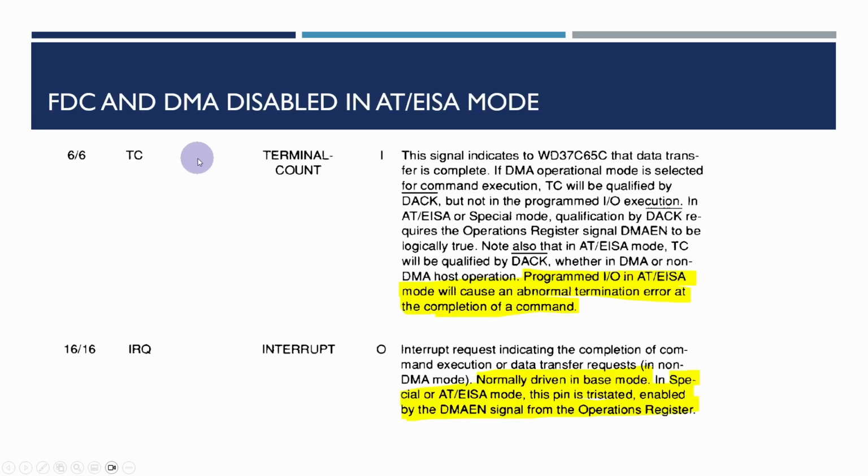Then looking at the floppy disk controller datasheet again, we can see here that terminal count, programmed IO will cause abnormal termination error at the completion of the command when not in DMA host mode. So this sort of abnormal termination error we do expect when running in non-DMA mode. And also the interrupt will actually be disabled anyway when we set the pin appropriately in the operations register.